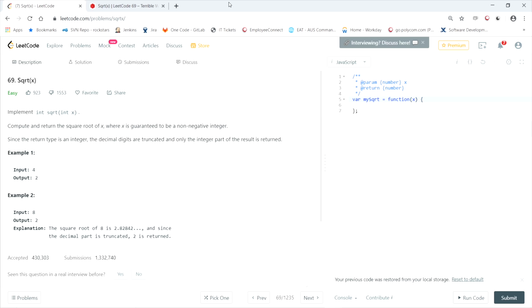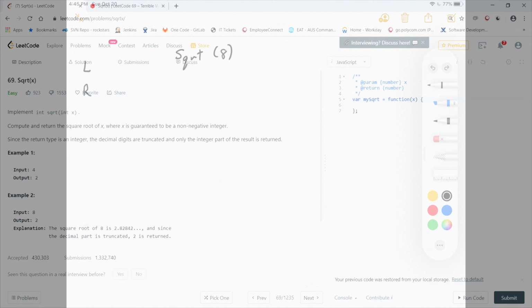But let's say the input is 8, the output is 2, because the actual square root of 8 is 2.82, but we need to return a whole number. So we'll take off the decimals and just return 2.